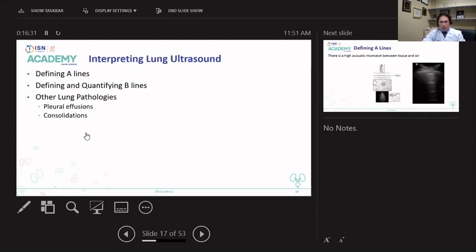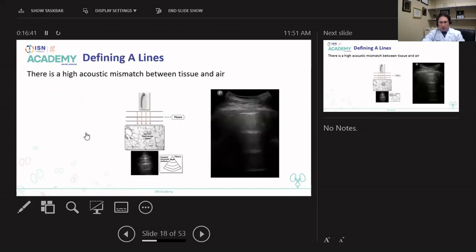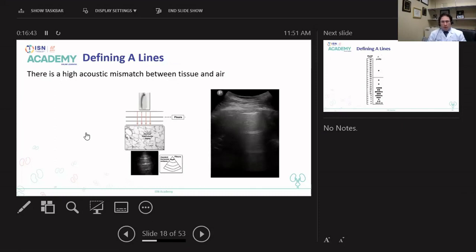So we're going to talk about defining A lines, defining and quantifying B lines, and then we'll move on to talk about other lung pathologies such as pleural effusions and consolidations. So I believe that repetition is very important for learning. So I laid the groundwork talking about differences in acoustic impedance, and so here it is again.